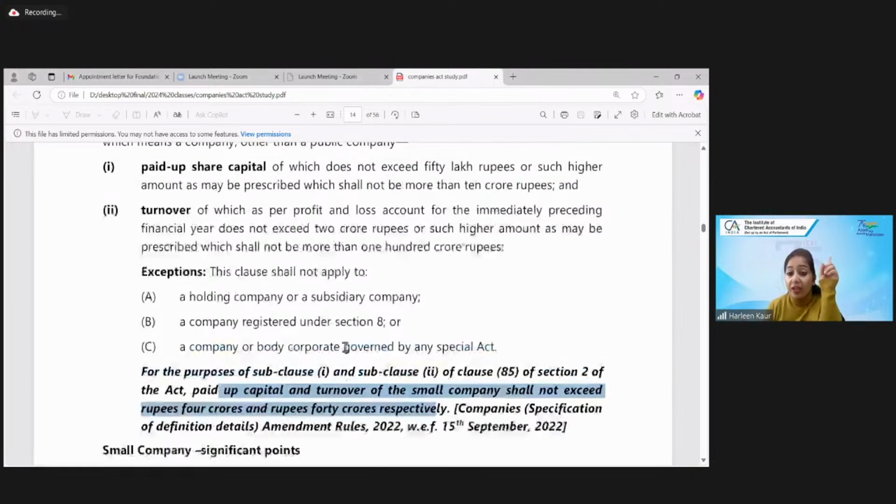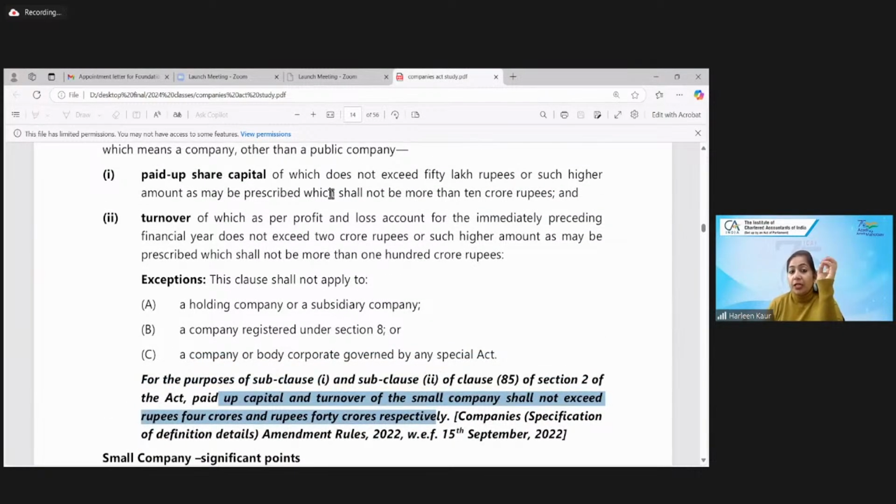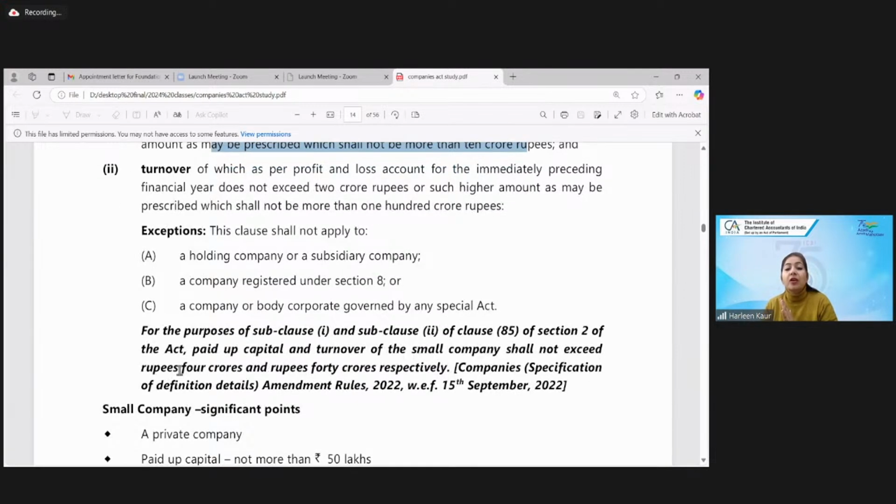Now children, listen very, very carefully. The limit which is given is the paid up share capital shall not exceed 50 lakh rupees or such higher amount as may be prescribed. वो कहते हैं आपकी पेड अप शेयर कैपिटल की जो लिमिट है वो 50 लाख रुपीस होनी चाहिए या फिर such higher amount as may be prescribed. So government has the right to prescribe the higher amount, but it shall not go more than rupees 10 crores. So the highest amount they have prescribed as of now is 4 crore rupees.